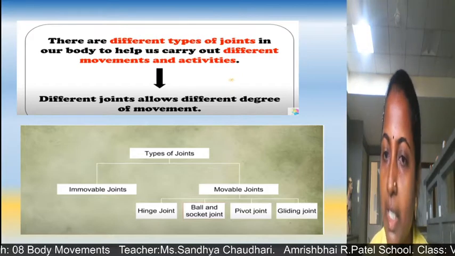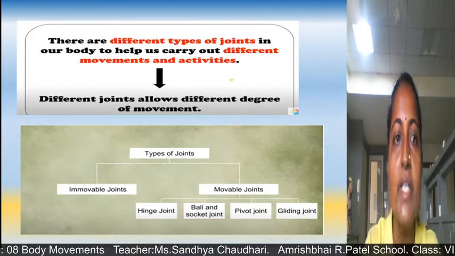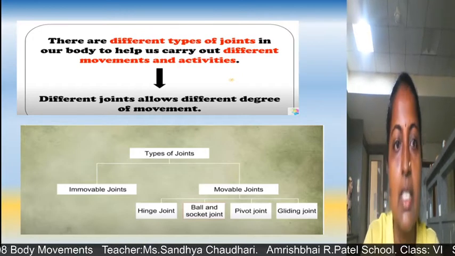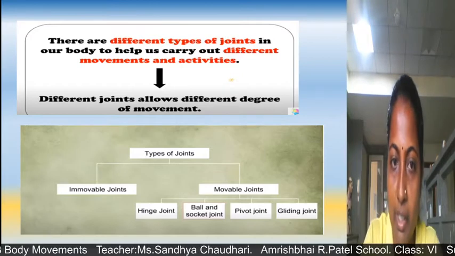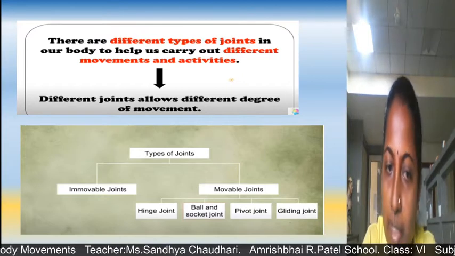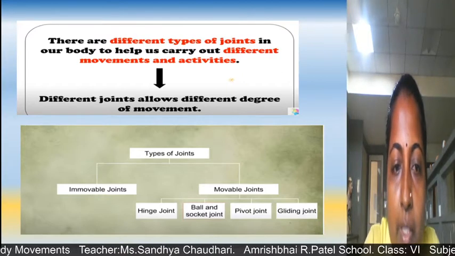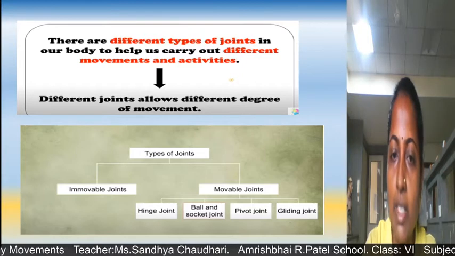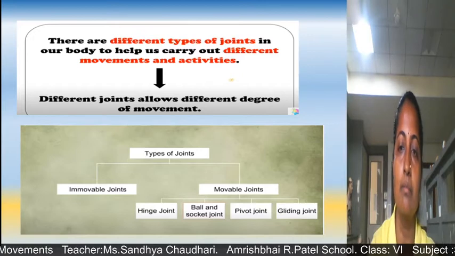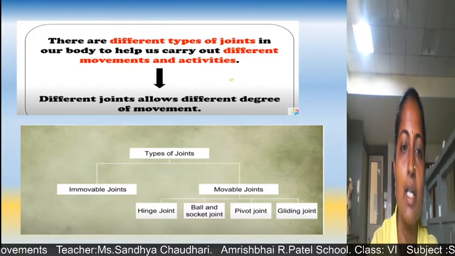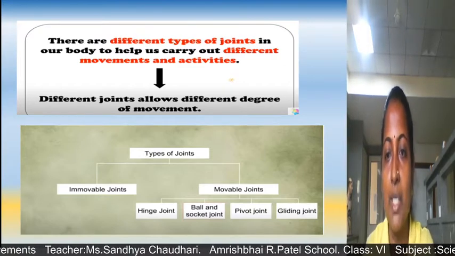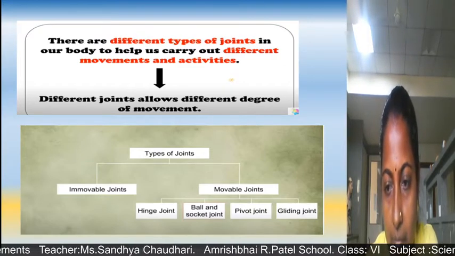Now, as we have seen, children, there are different types of joints in our body to help us carry out different movements or activities. Different joints allow different degrees of movement. We will see the types of joints now: immovable joints and movable joints. In movable joints, we will see hinge joint, ball and socket joint, pivotal joint, and gliding joint. Immovable joints, which are called fixed joints, we will see afterwards, for example the upper jaw. Now we will see one by one.